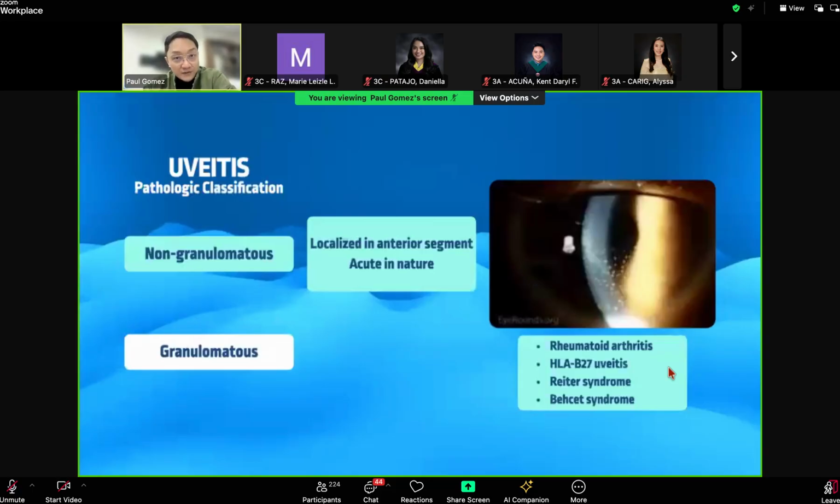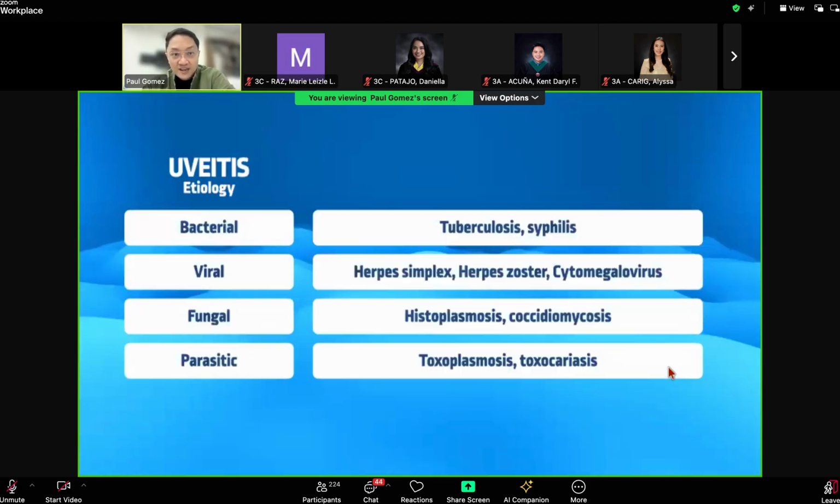We can also classify uveitis based on its etiology. So it should be noted that uveitis usually happens as, quote unquote, the eye sympathizes with another body part. So when there's infection or inflammation elsewhere, the eye may become inflamed as well. So that's why we have to look at the possible causes of uveitis. If the patient has tuberculosis or syphilis, the uveitis may be bacterial in nature.